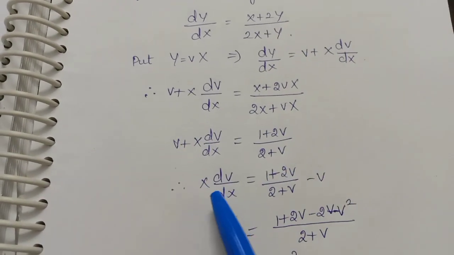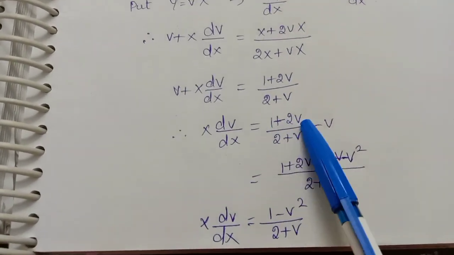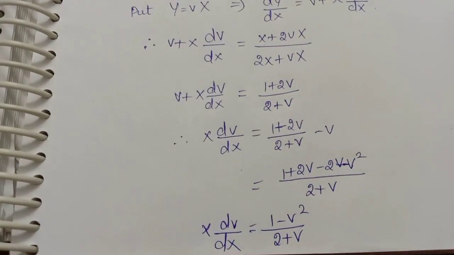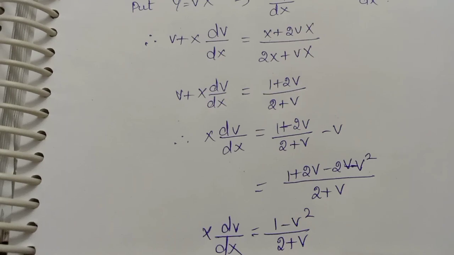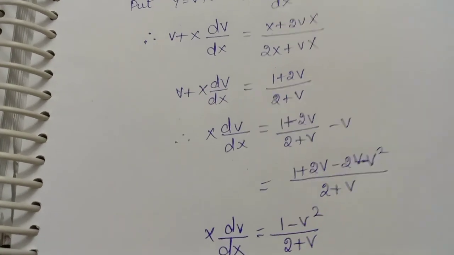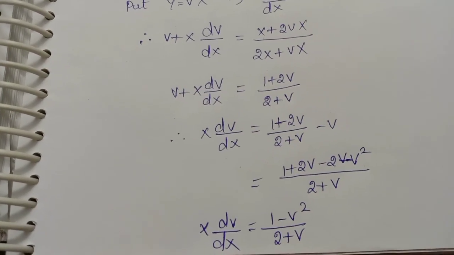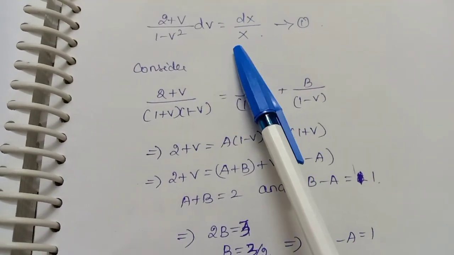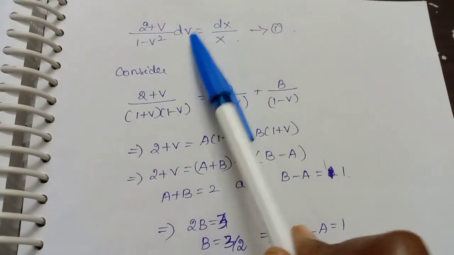Bring this V to this side. So X dV by dX equal to (1 plus 2V) by (2 plus V) minus V. So by taking LCM, we are getting X into dV by dX is equal to (1 minus V squared) by (2 plus V). Now we can separate the variables. So (2 plus V) by (1 minus V squared) into dV equal to dX by X. So we are going to integrate this now.